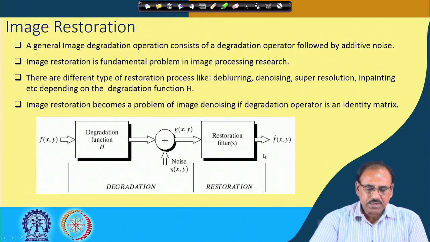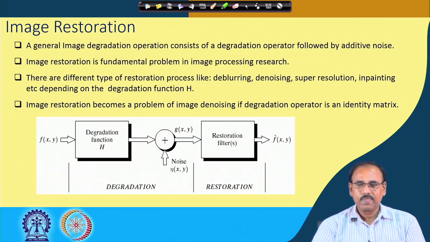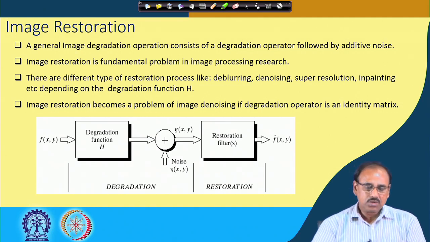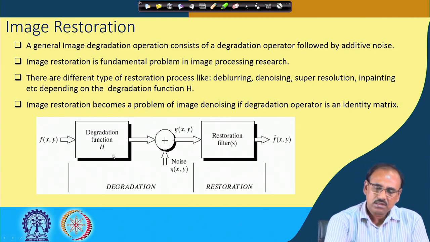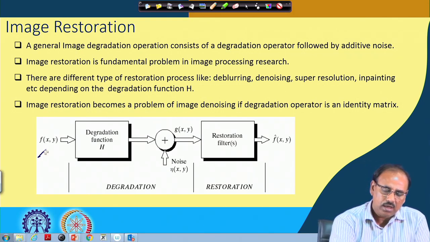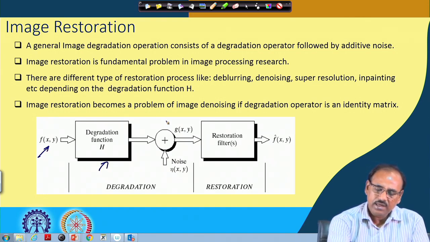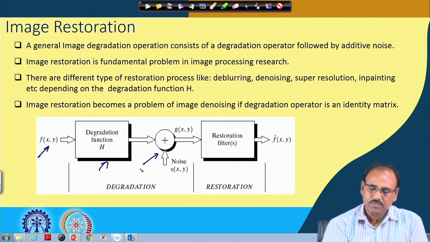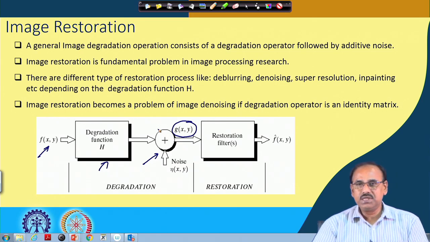Any image capturing operation follows through these degradation steps. Suppose my actual input image is f(x,y). This f(x,y) goes to a degradation function, which is h, as shown over here. After the degradation operator, I have an additive noise. So, at the output of this block I get an image g(x,y), which is a degraded and noisy image.